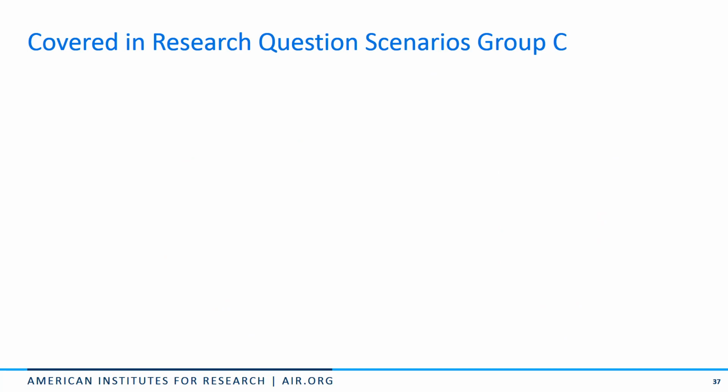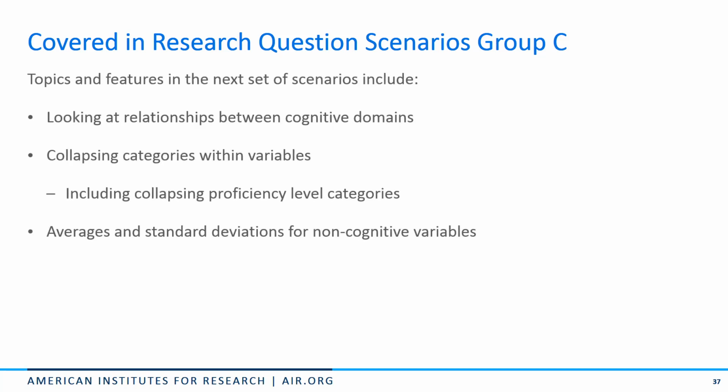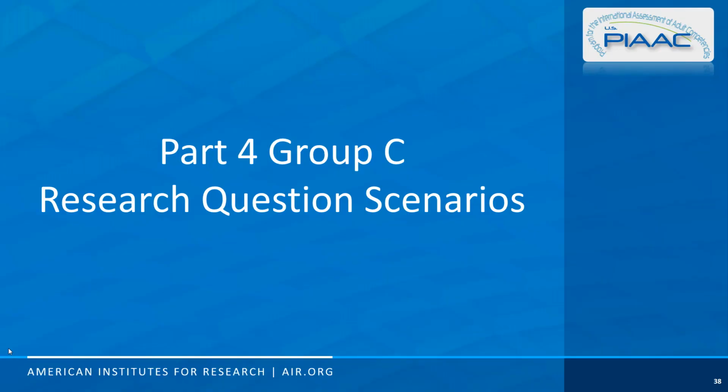The next part, Group C of the PIAAC IDE Training Research Question Scenarios, covers topics such as looking at relationships between cognitive domains, collapsing categories within variables or proficiency levels, and conducting an averages and standard deviation analysis for non-cognitive variables. Research Question Scenarios Group C.